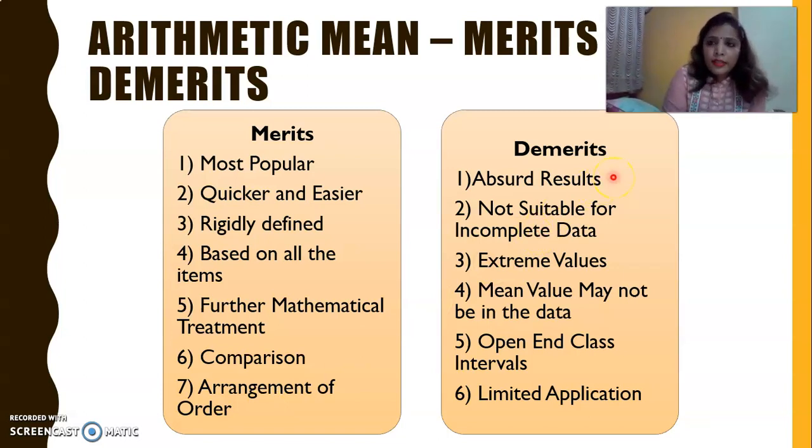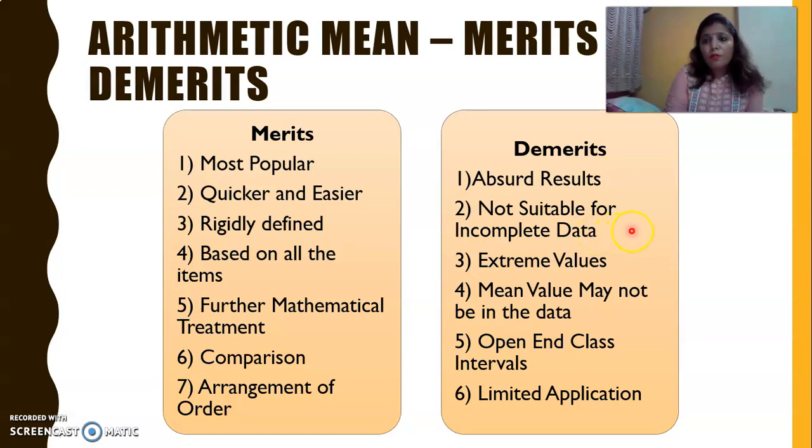Demerits: absurd results. Say for example, we collect data with regards to the shoe size, and people may be responding 5, 6, 7, 3, 4. It may be possible that when you add up all these shoe sizes and divide by the number of observations, the average could be in decimal, whereas shoe size is never in decimal. So sometimes this arithmetic mean gives you absurd results, and it may give a mean value which is non-existent in your data.